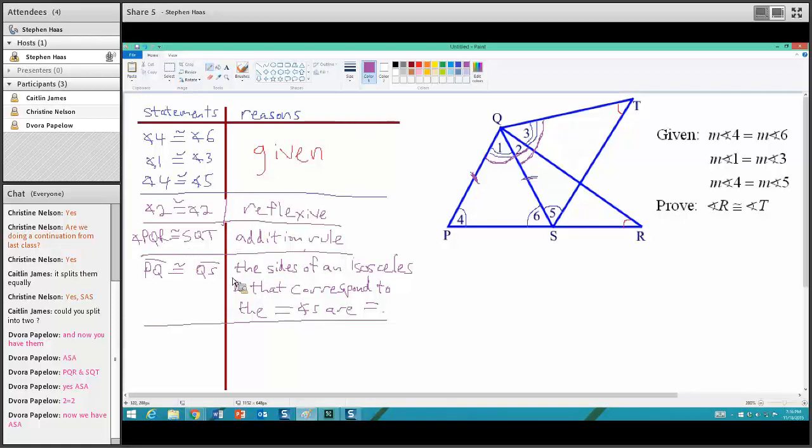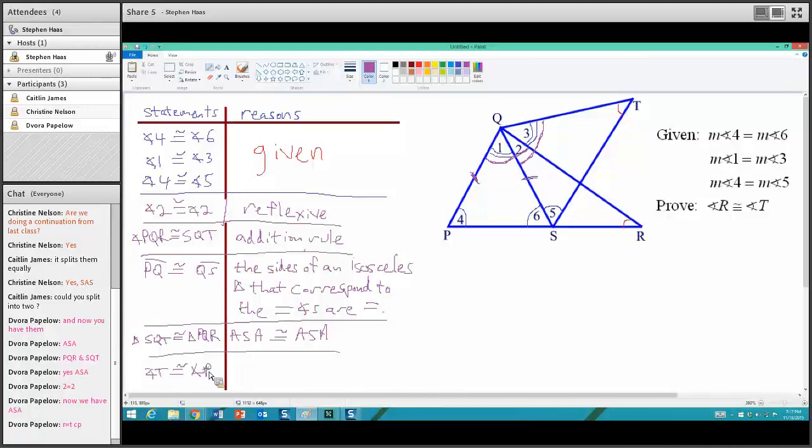We have that already. So now we've got the whole triangles. Now we've got triangle SQT is congruent to triangle PQR because of angle side angle. And now we have angle T is congruent to angle R based on corresponding parts.